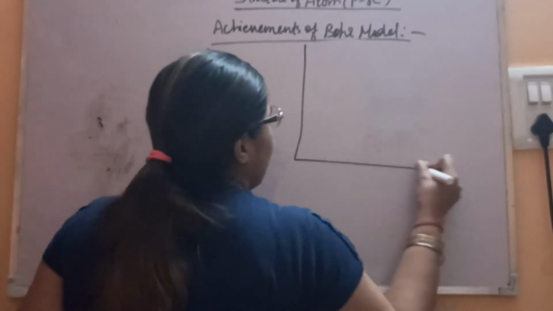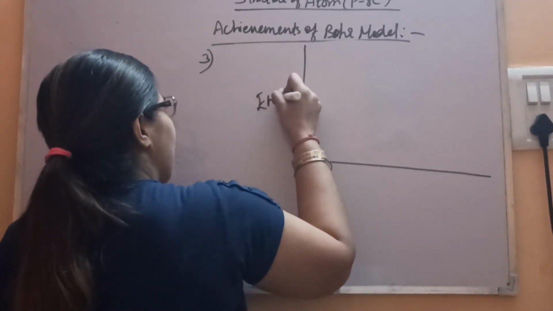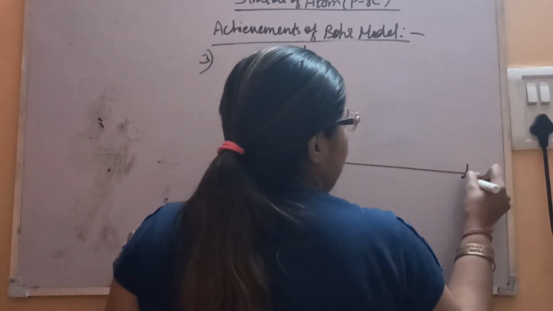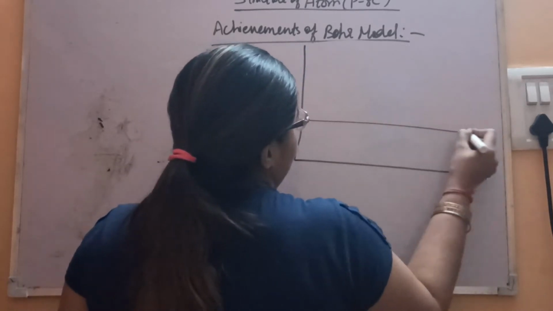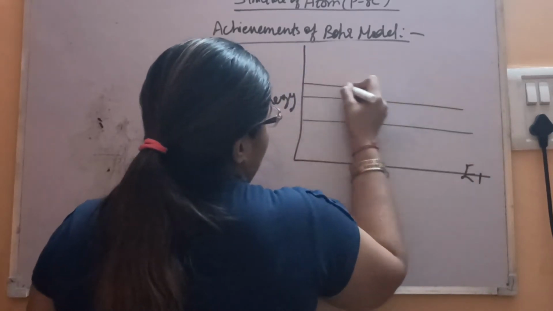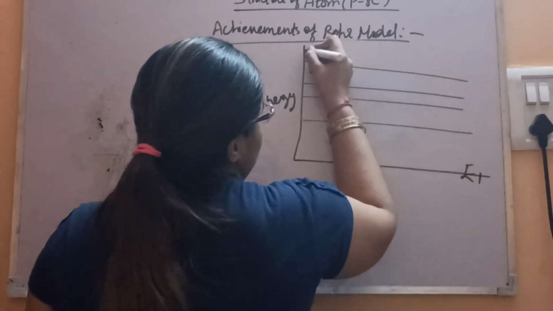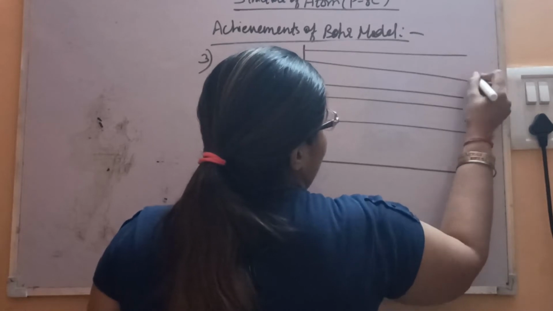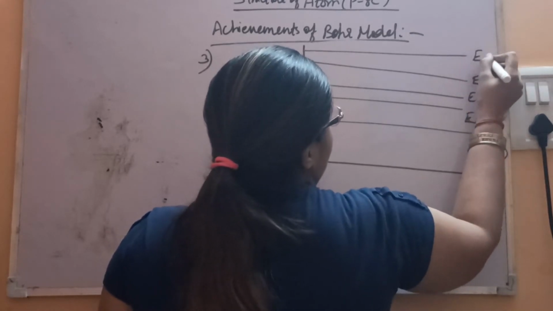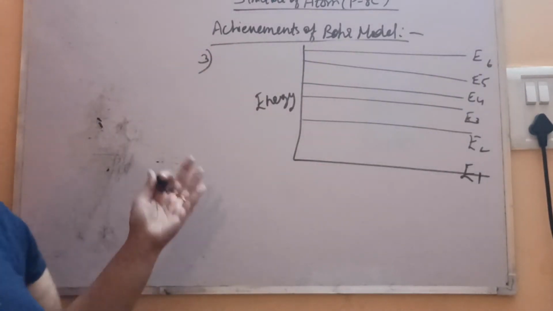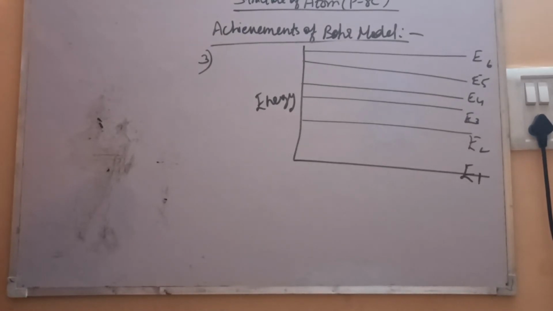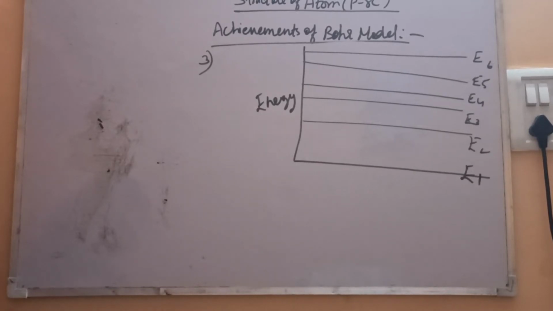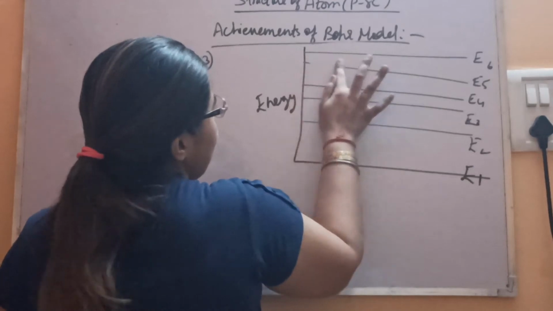See, here we'll take the energy. Say if this is E1, this is like that. So they are not equally spaced. This is E2, then E3, E4, E5, E6 and so on. So see the pattern, they are not equally spaced. This indicates that the difference of energy in the various energy levels for the hydrogen atom is not uniform. It means the energy levels are not equally spaced.